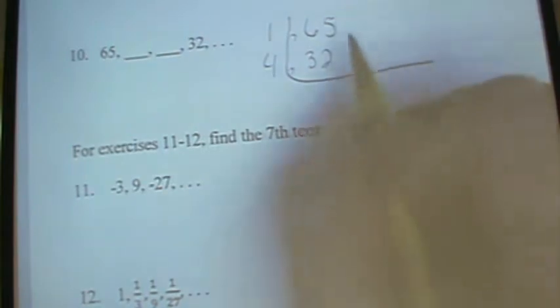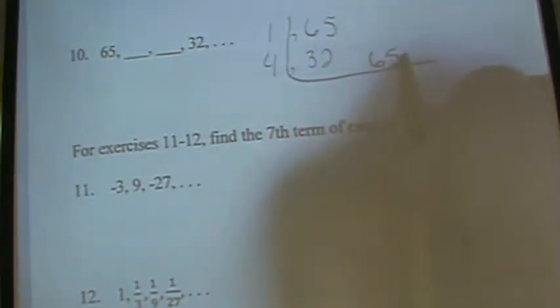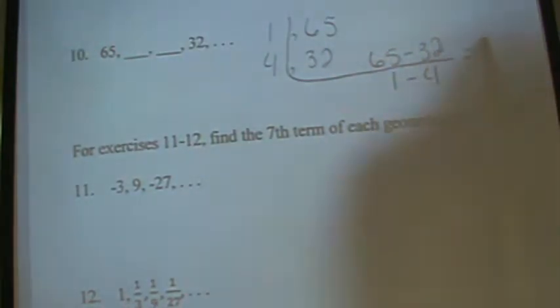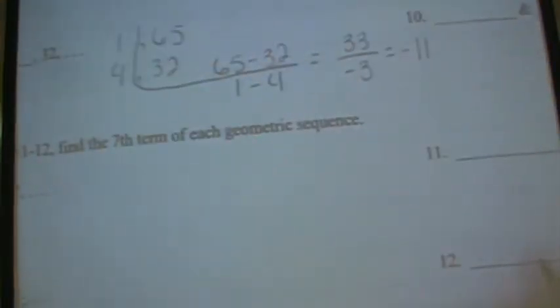Number 10, we're going to do the same thing that we did in number 8 to find those two middle terms. So if we do the slope, you're going to have 1, 65, 4, 32. You're going to have 65 minus 32 divided by 1 minus 4. So you get 33, positive 33, sorry, divided by negative 3. So you're going to get negative 11 when you divide that out. So your common difference is negative 11.